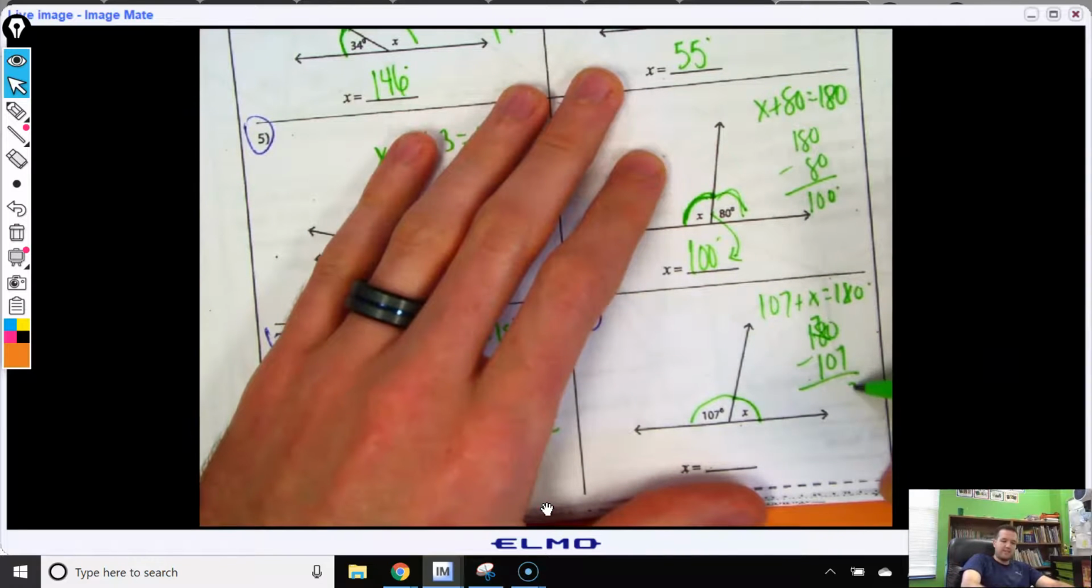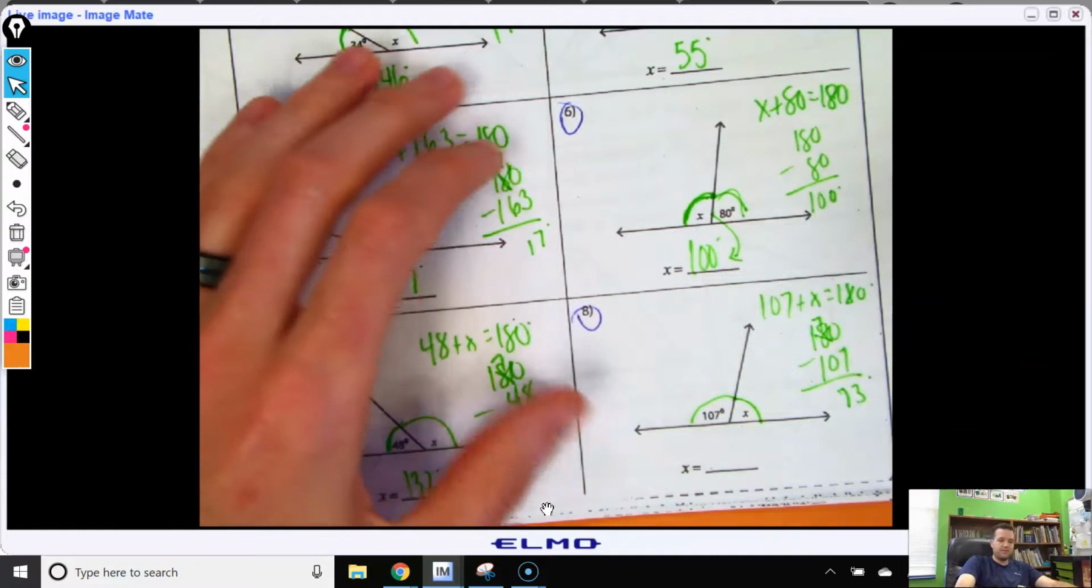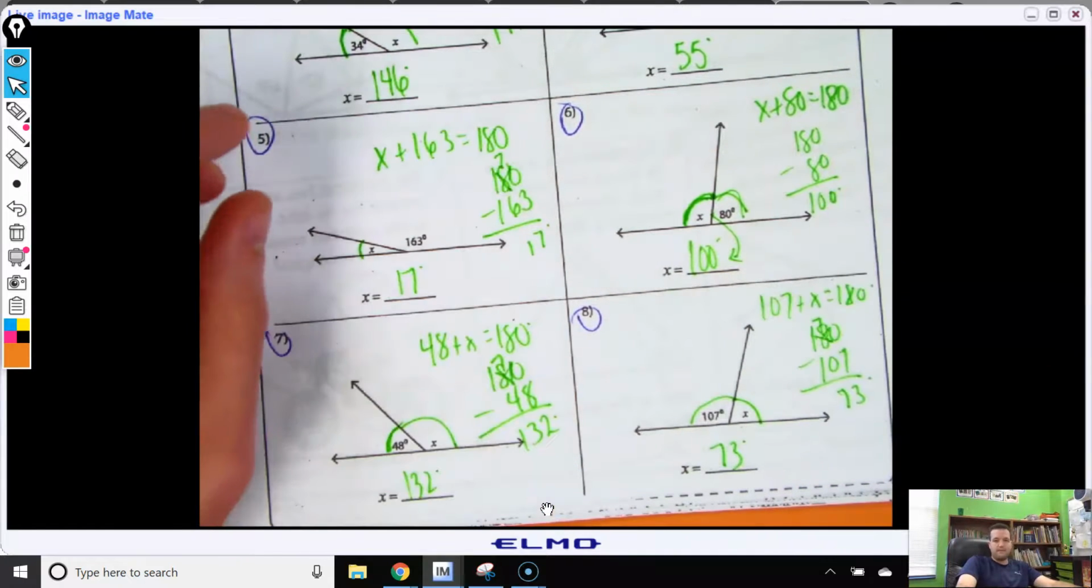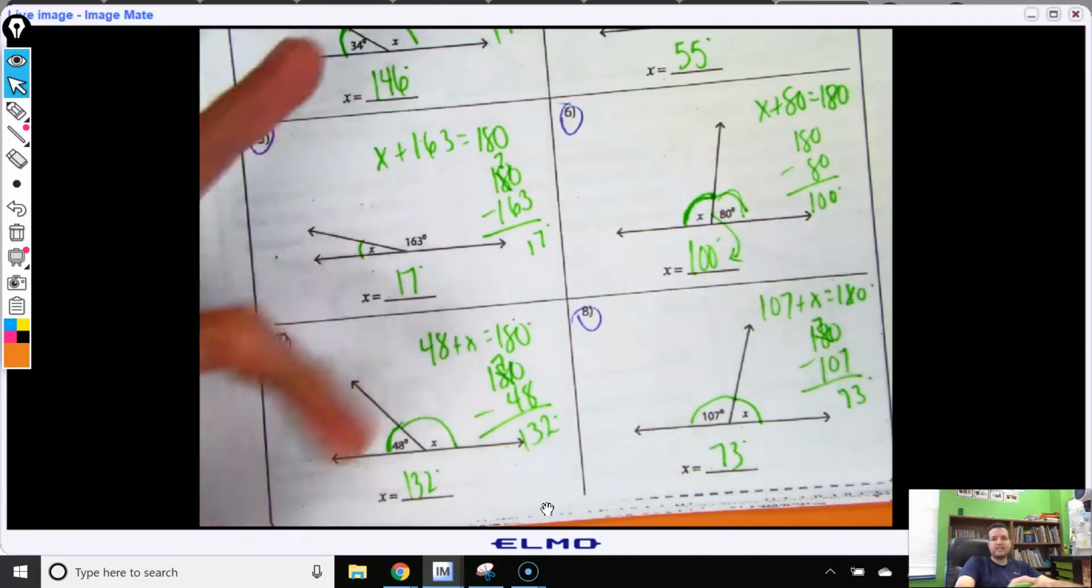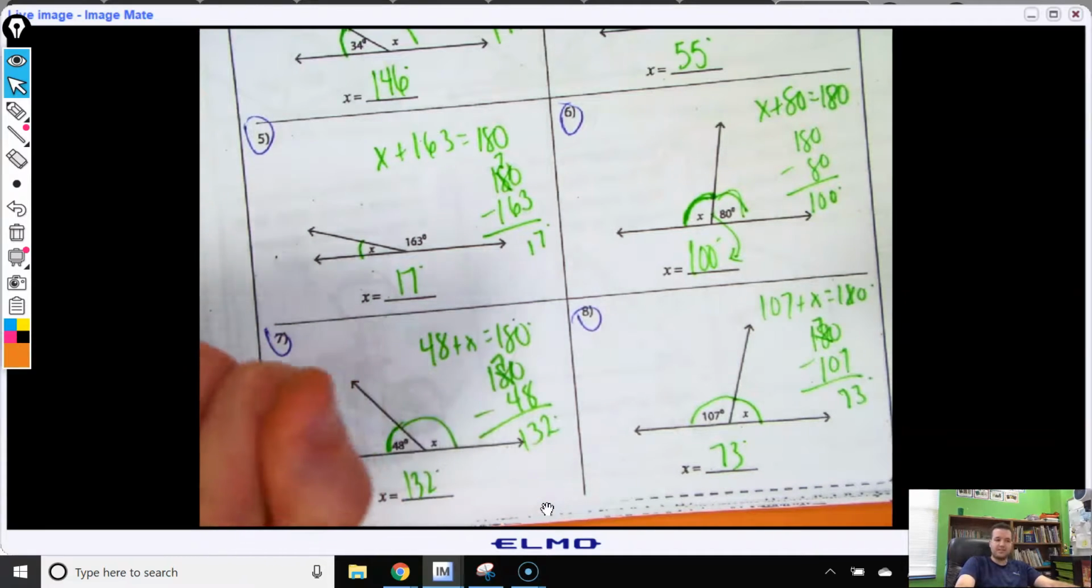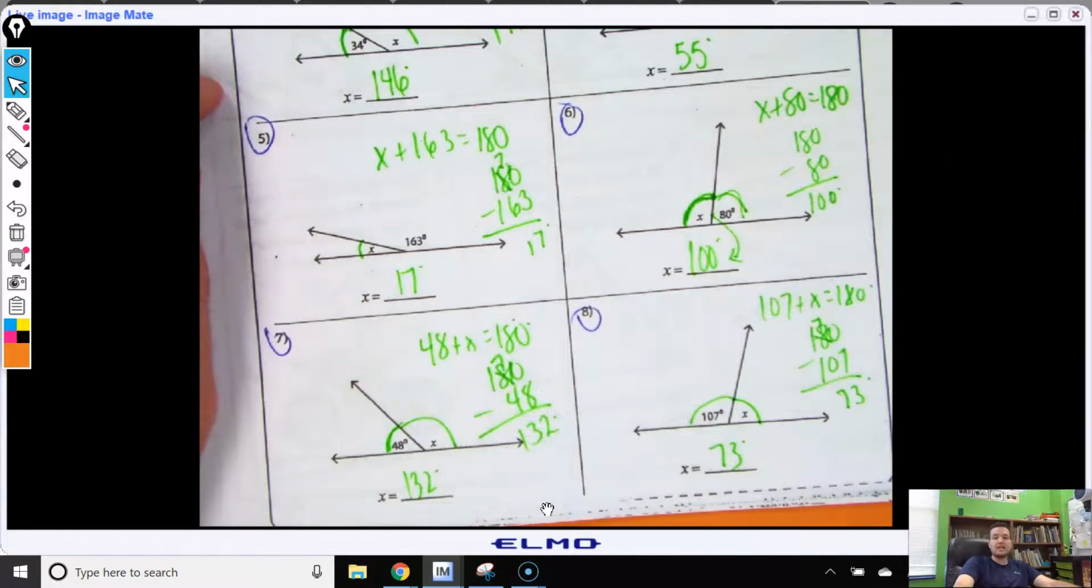I subtract, I get 73 degrees. Makes sense because it's an acute angle measurement. 107 plus 73, that does give me 180. I feel good about this. 3, 4, 5, 6, 7, 8. How'd you do? Hopefully pretty well.